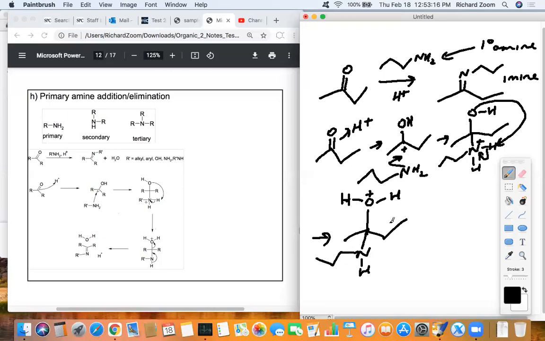And then in the last step here, you'll see the hydrogen leaving the nitrogen and the OH group getting kicked out and forming our imine as a product. So that'll be H plus and H2O coming off there as well. All right, does anybody have any questions about that mechanism?